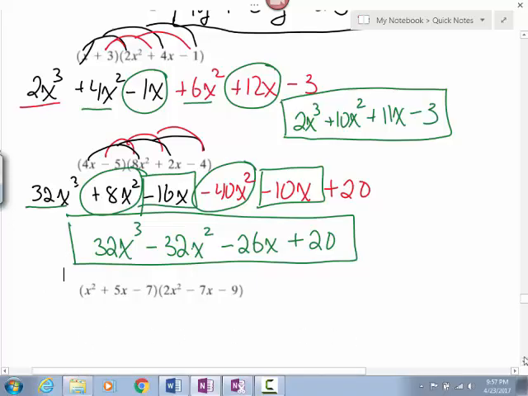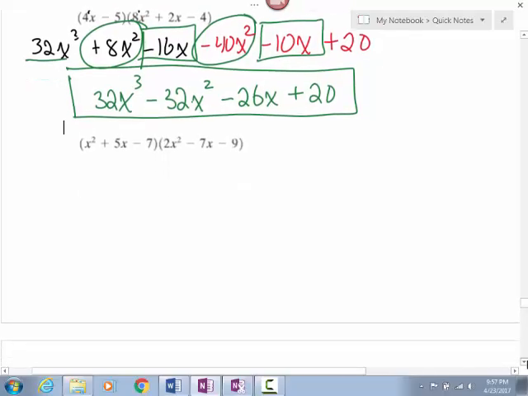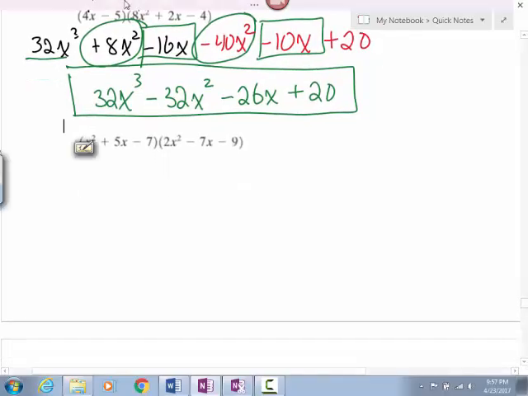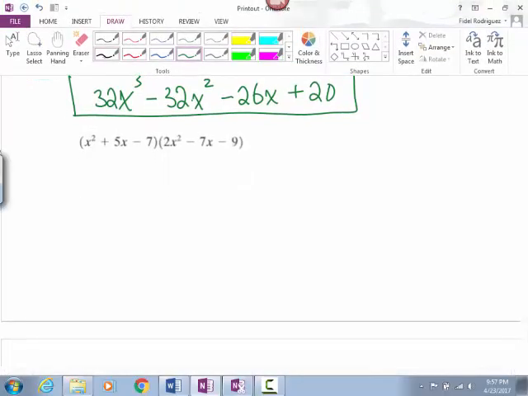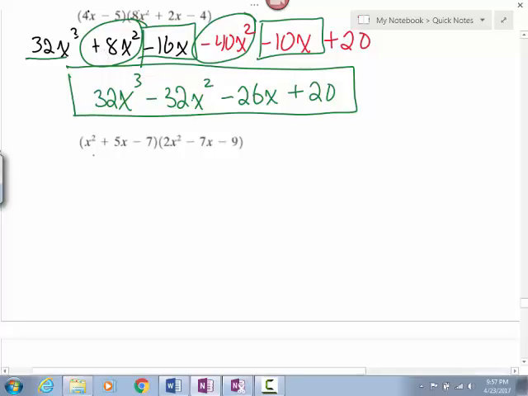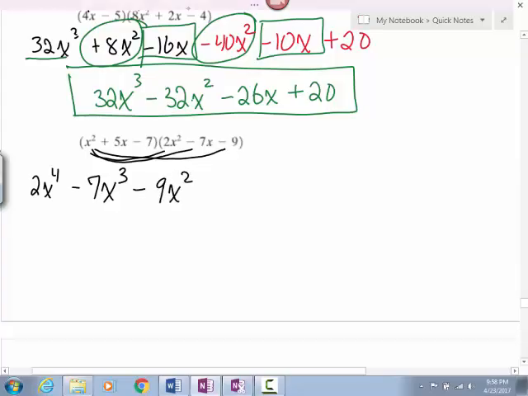Alright, so if you notice this last problem, we have a lot of terms in this one. We have 3 and 3. So again, let's go one piece at a time. So x squared times 2x squared, so 2x to the fourth. x squared times a negative 7x is a negative 7x to the third. x squared times a negative 9 is a negative 9x squared.